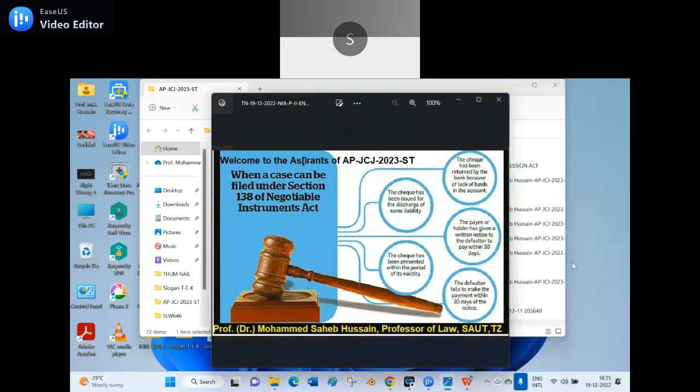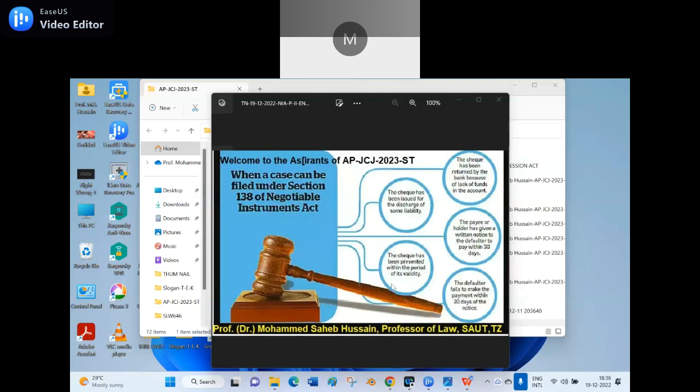Now I'll read it, because there are factors. Here I am showing the cursor: the check has been returned by the bank because of lack of funds in the account, number one. The check has been issued for the discharge of some liability. The payee or the holder has given a written notice to the defaulter to pay within 30 days.